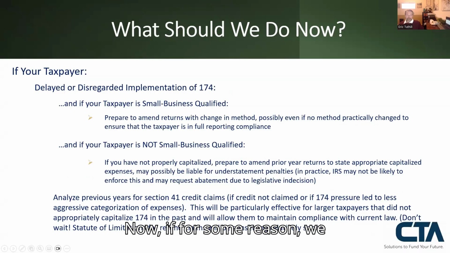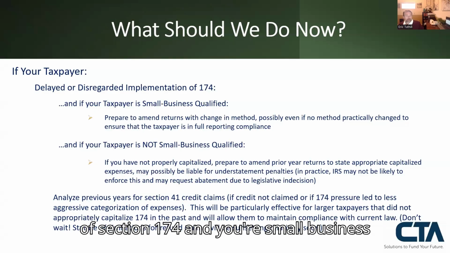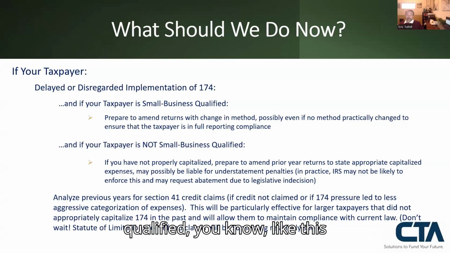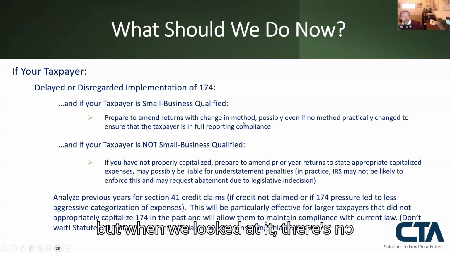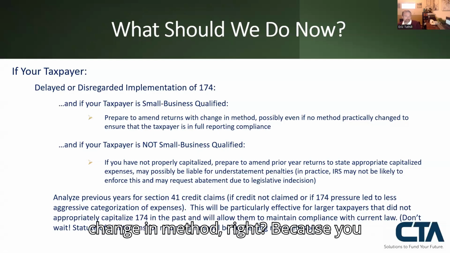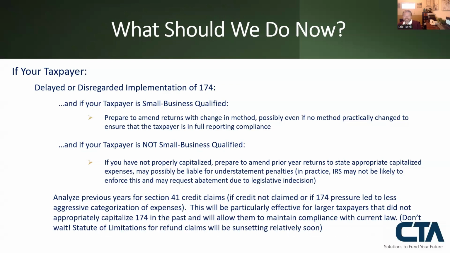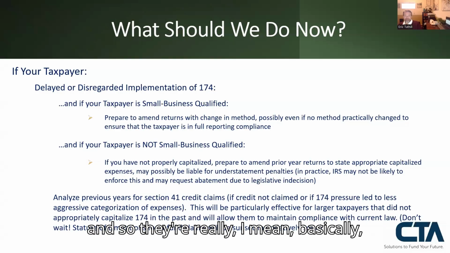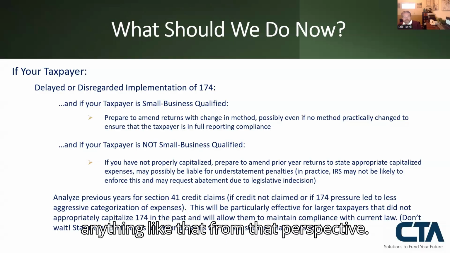Now, if for some reason we delayed or disregarded implementation of Section 174 and you're small business qualified, like this section right here hasn't been updated, but when we looked at it, there's no change in method, because you technically didn't change a method. So basically, you don't have to file any elections or anything like that from that perspective.